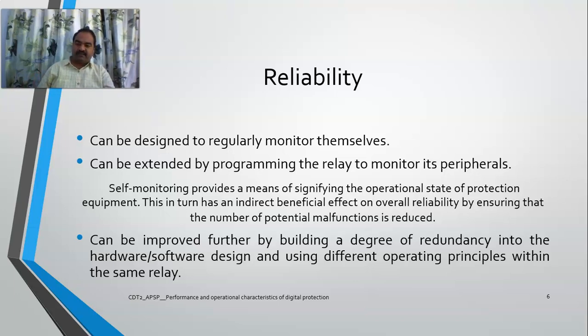And one more thing is that digital relays can be improved further by building a degree of redundancy into the hardware and software design and using different operating principles within the same relay. And with artificial intelligence coming into the picture, you can see the more you learn, the more reliable you are. So this advantage is offered by digital relays, which was not possible with the old generation relays.